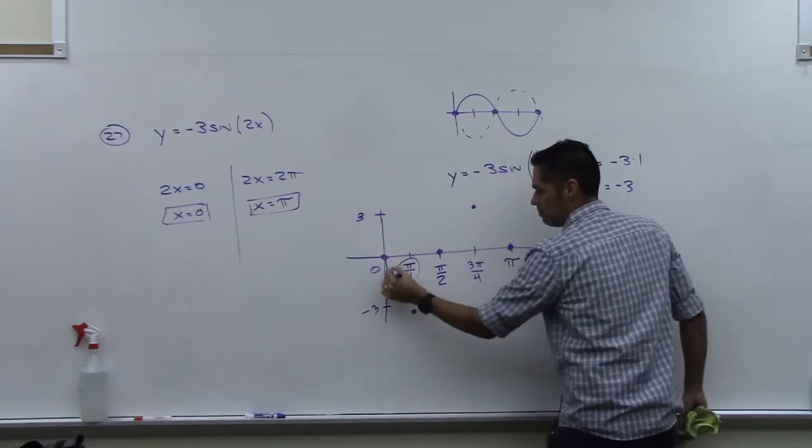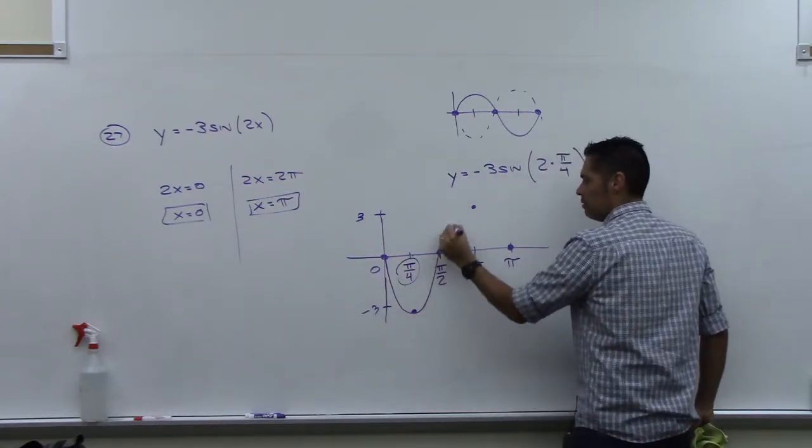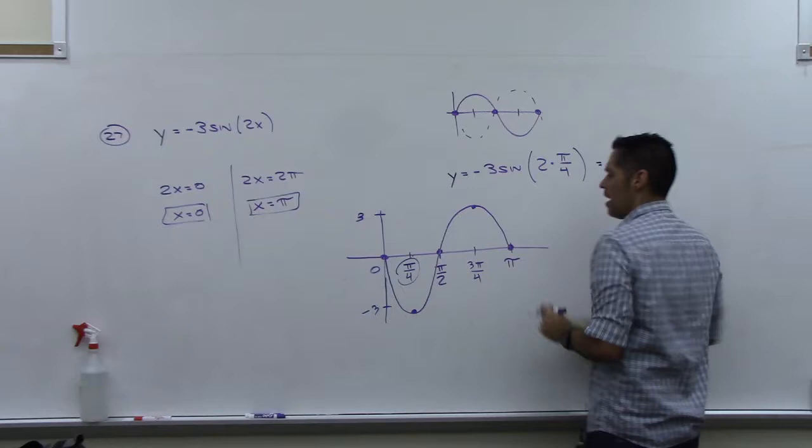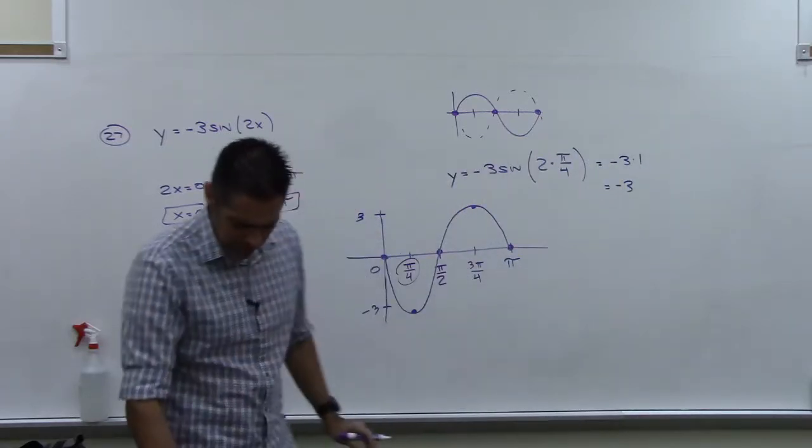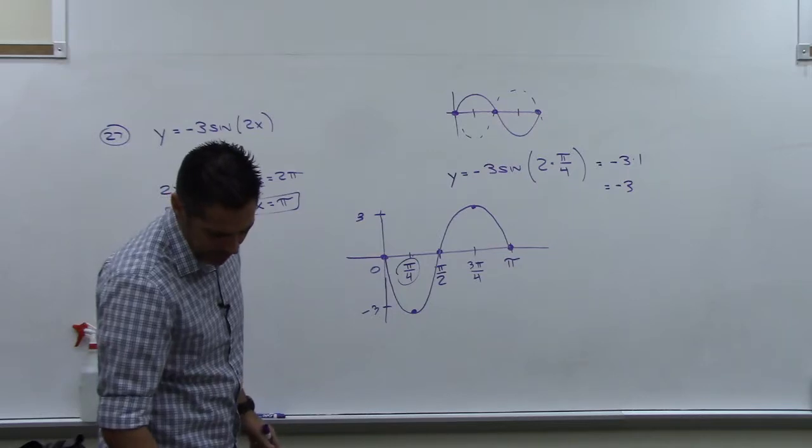And then I know it's got to look like a sine curve, so like this. And then I could extend it, but that should be enough for me to get the graph. And it looks like that's H, graph H.